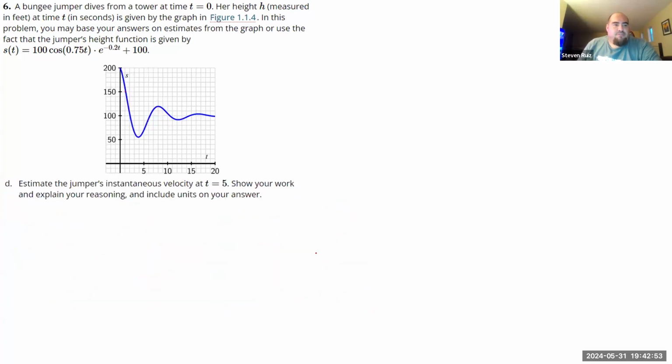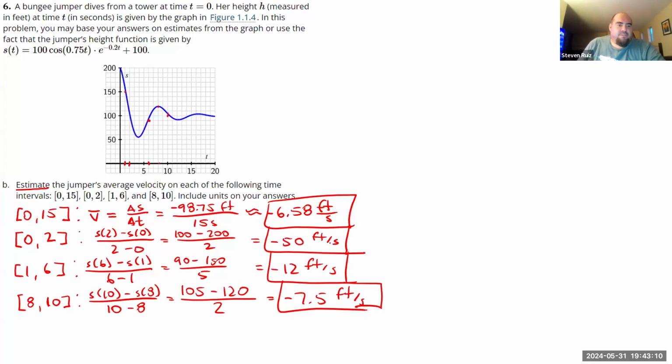So let's move on to part D. Estimate the jumper's instantaneous velocity at t equals 5. So all we can do here is estimate. Let's see if we can rely on some of our previous answers here. Do we have an interval that includes t equals 5 seconds? Well, we do. We have the interval from 1 to 6.